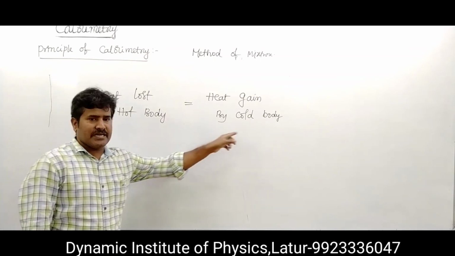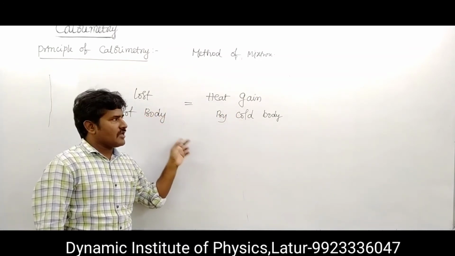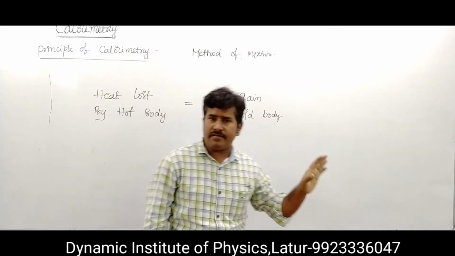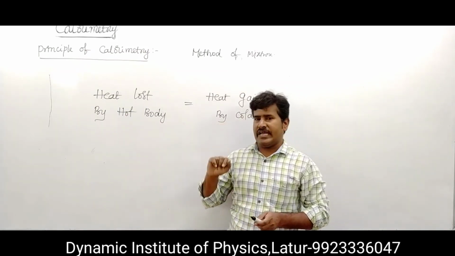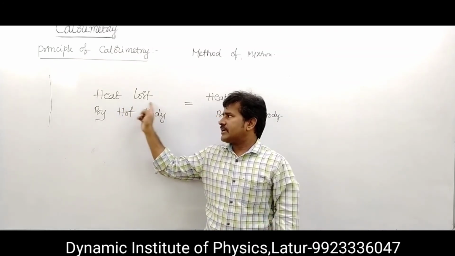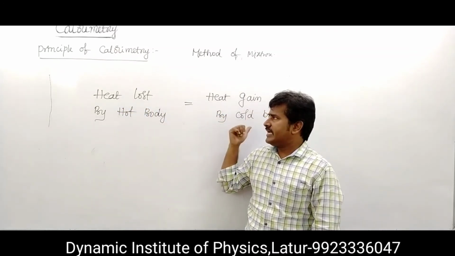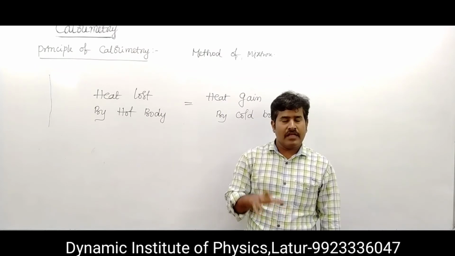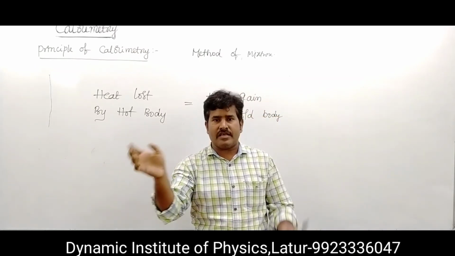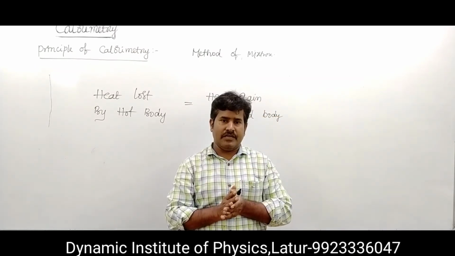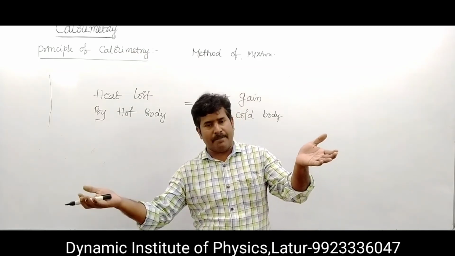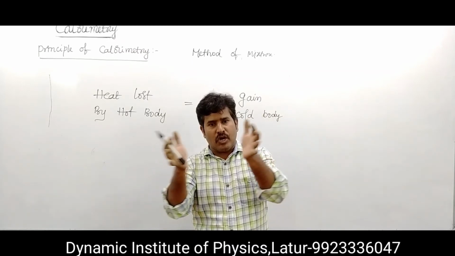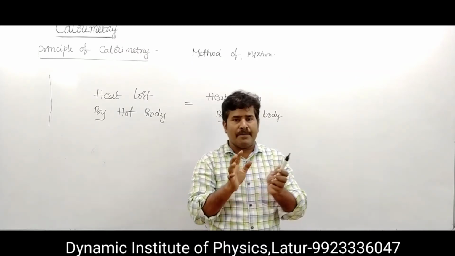That means surrounding effect becomes zero, which means no loss or gain of heat by surroundings. Then heat lost by hot body equals heat gained by cold body. That means the two substances come to a common temperature. So heat flows from high temperature to low temperature. If both are joined, both come to a common temperature.